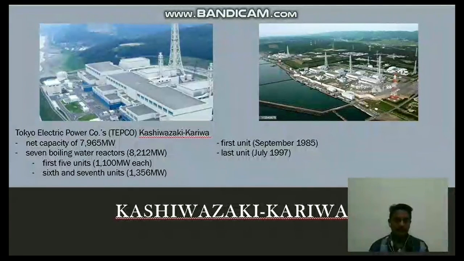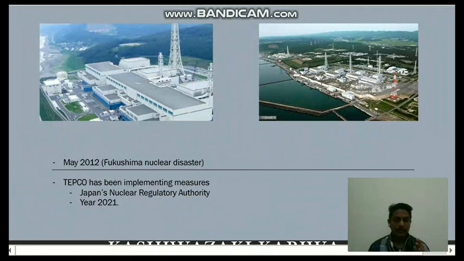And then the operations at the plant were ceased in May 2012 due to the Fukushima nuclear disaster. TEPCO has been implementing measures at the plant to meet the new safety guidelines by Japan's Nuclear Regulatory Authority. All the reactors of the plant are expected to be restarted by 2021.